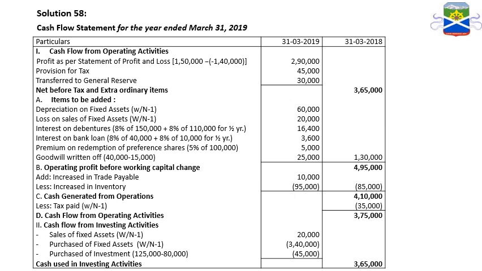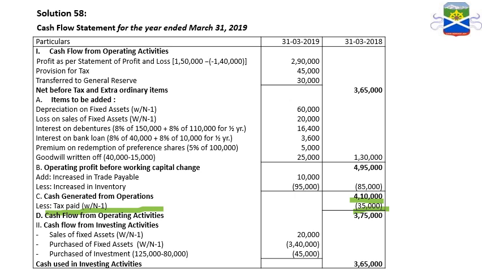Now from here we'll subtract the tax paid. For tax paid, we have workings, the provision for tax account we have prepared. From there, this figure of 35,000 will come. So if you subtract 35,000, we have 3,75,000 as your net cash flow from operating activities, 3,75,000.